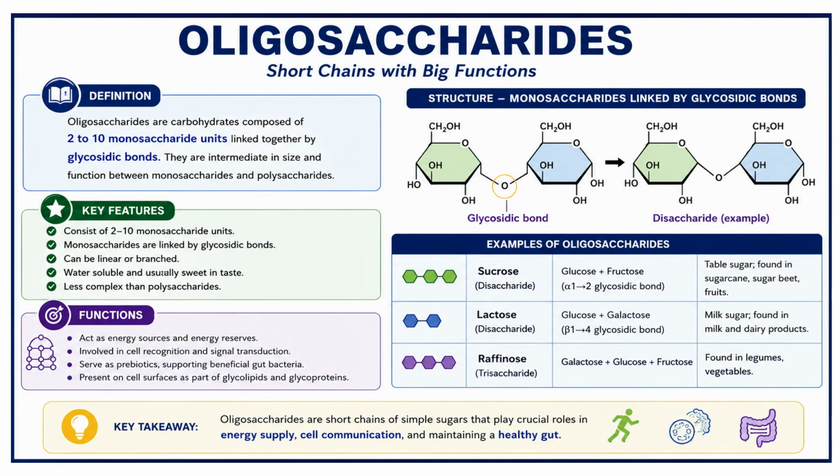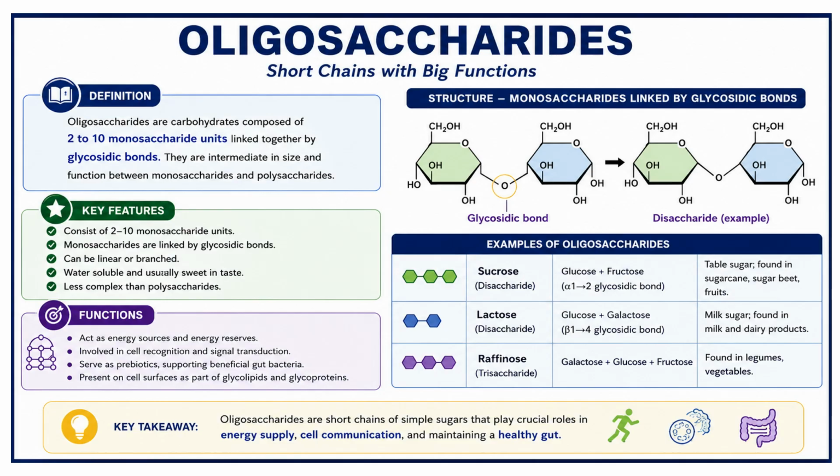They are intermediate in size between monosaccharides and polysaccharides. Depending on the number of sugar units, they may be called disaccharides, trisaccharides, tetrasaccharides, and so on. Oligosaccharides can have linear or branched structures and are generally soluble in water. Many have a sweet taste. The monosaccharide units are connected through specific glycosidic bonds, which determine their structure and properties.